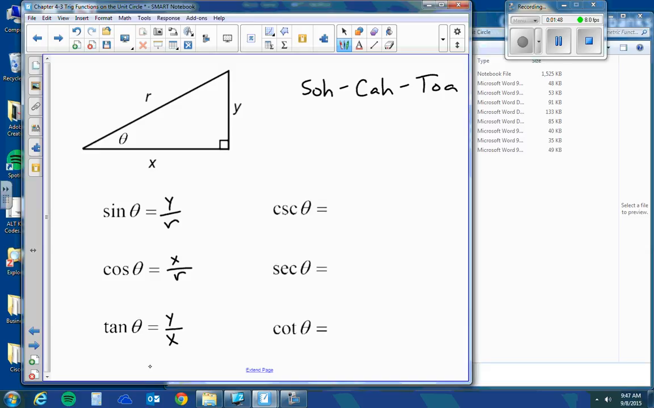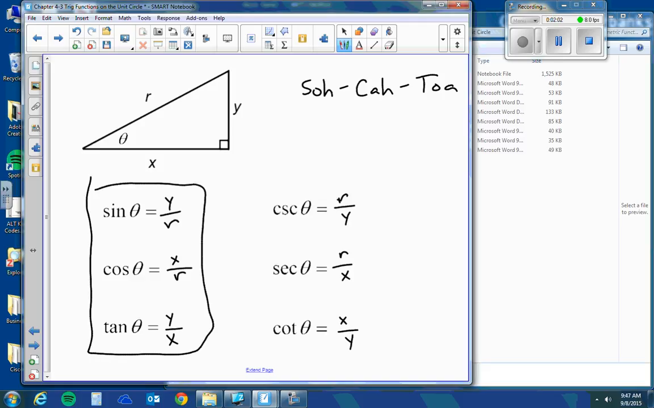Y over x. Now, the other three are just reciprocals. So this is just r over y, r over x, x over y. In terms of memorizing these, I really want you to memorize these first and foremost. And if you know these, and you just know these reciprocals, then you're good. I'm sure everyone knows the reciprocal of sine is called cosecant, and the reciprocal of cosine is secant.